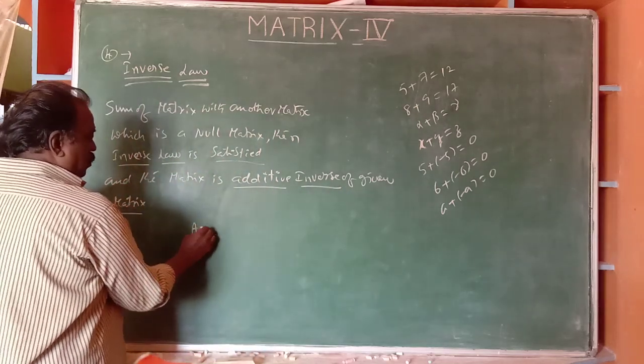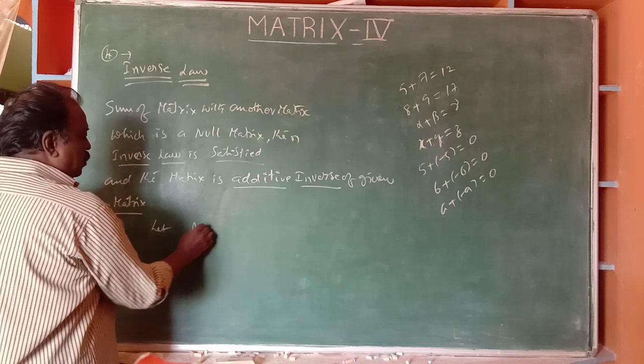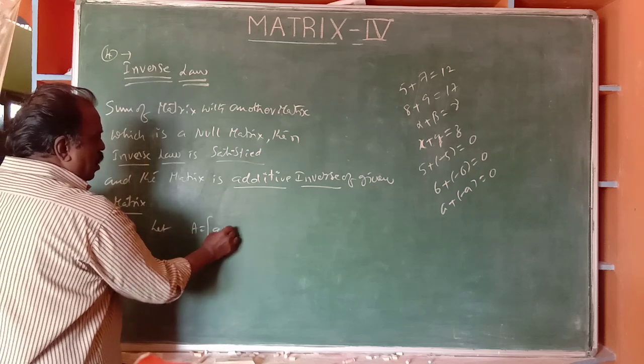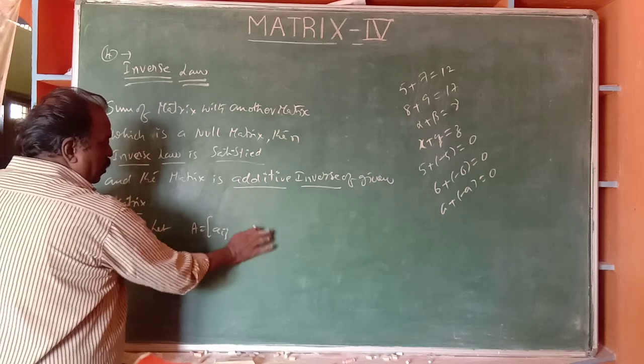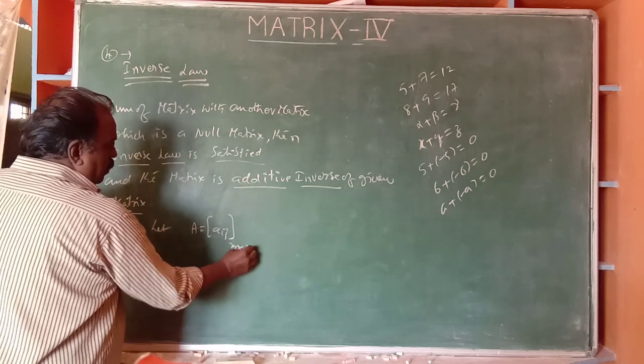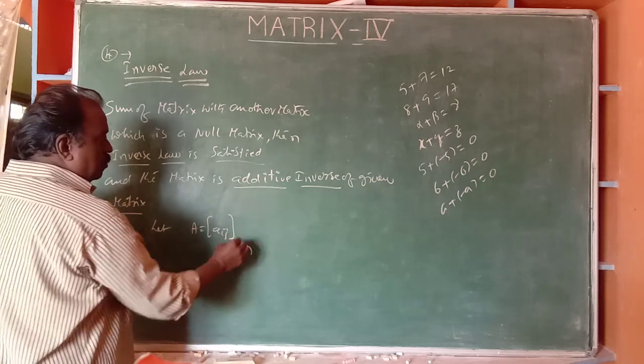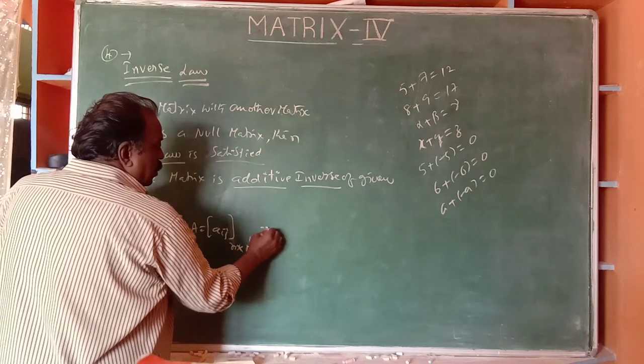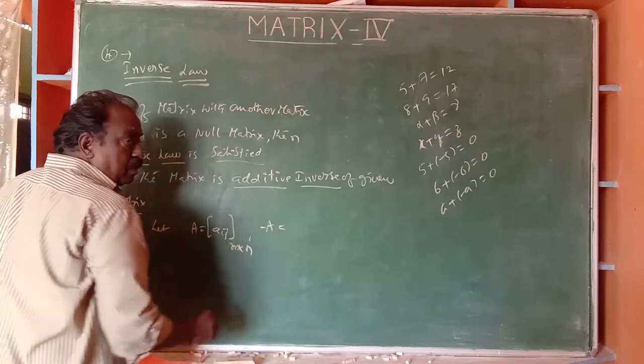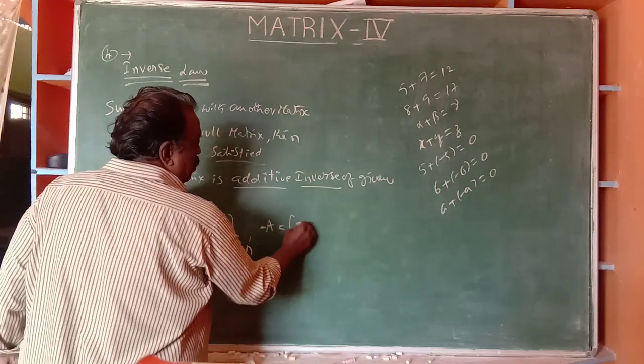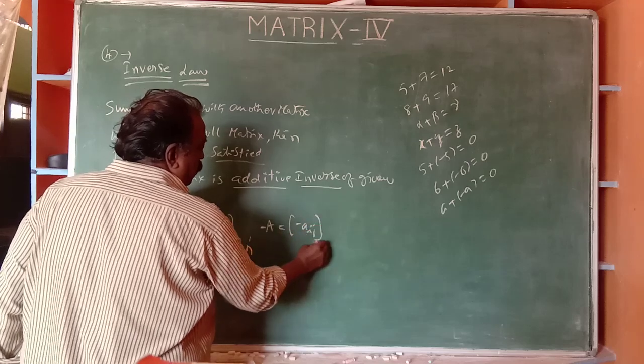You see, let A be equal to Aij. It is M by N. Okay, now then minus A, we know it. It is minus Aij.